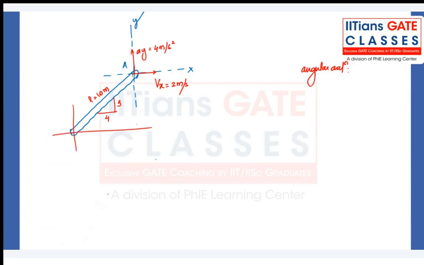So this is 10. What should be the total height? This total height should be 6, and this should be 8, right? Then only the sum of squares of the sides equals the square of the diagonal. 8 square plus 6 square is 10 square, Pythagoras theorem. So what we have to calculate from this is the angular acceleration. Let's try to solve this question in detail.